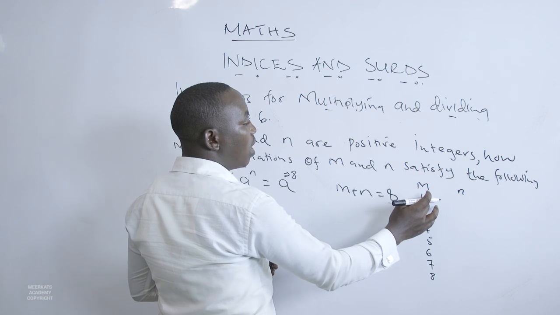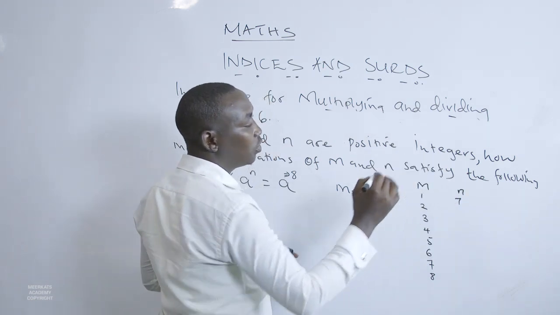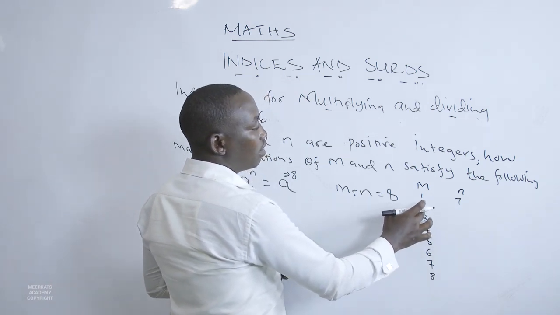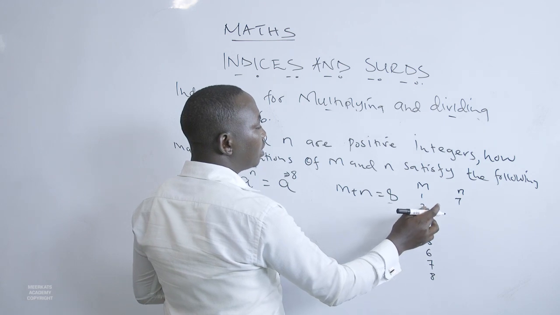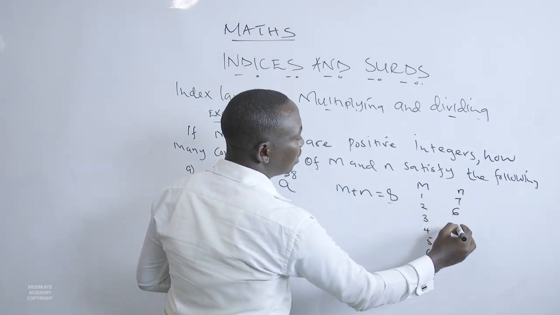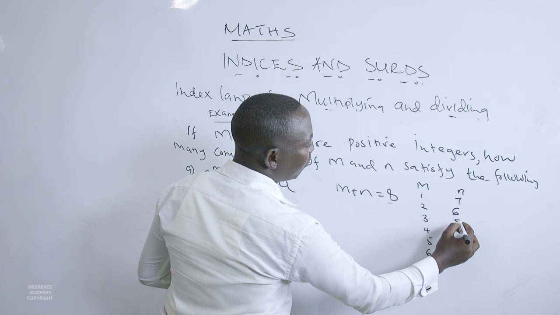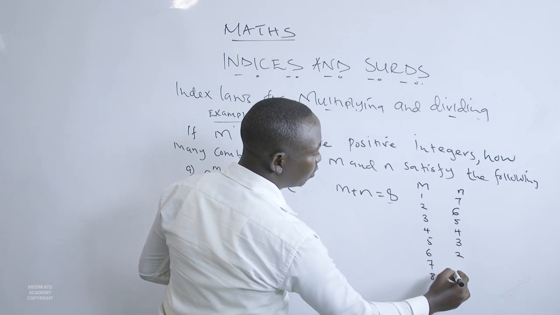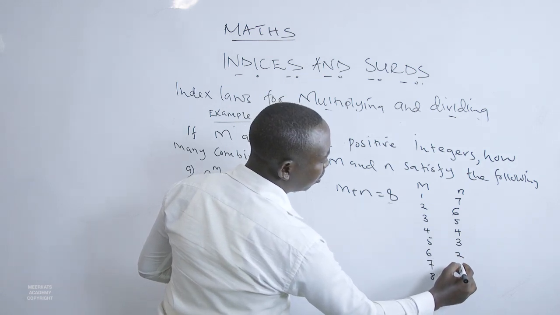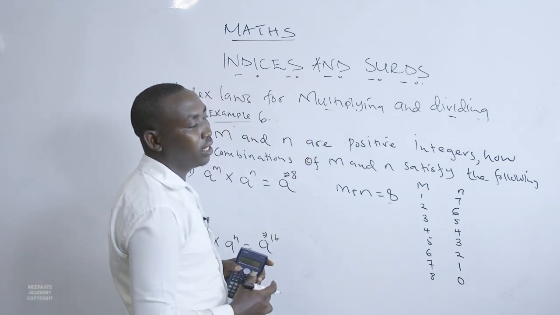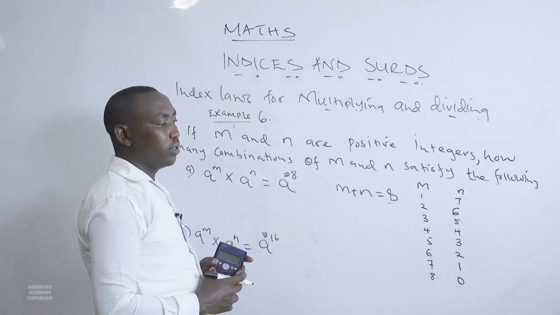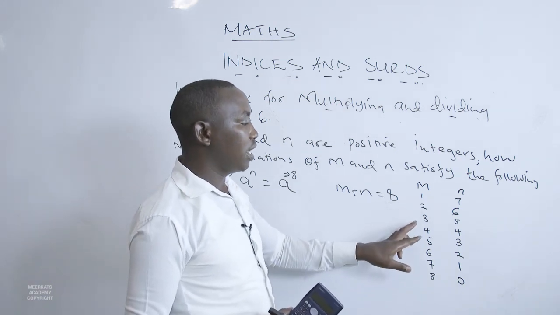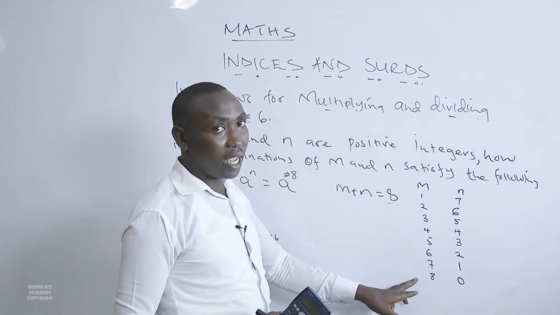So when M is 1, for us to have 8, that means N should be 7. For 2 to add up to 8, that means this should be 6, this should be 5, this should be 4, this should be 3, this should be 2, this should be 1, and that is 0. So how many are these combinations? 1, 2, 3, 4, 5, 6, 7, 8.